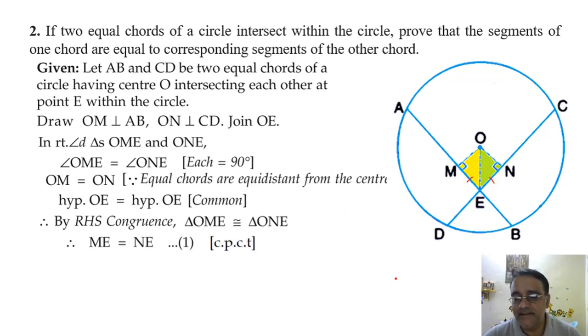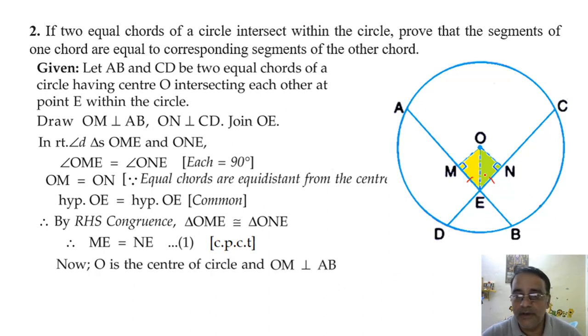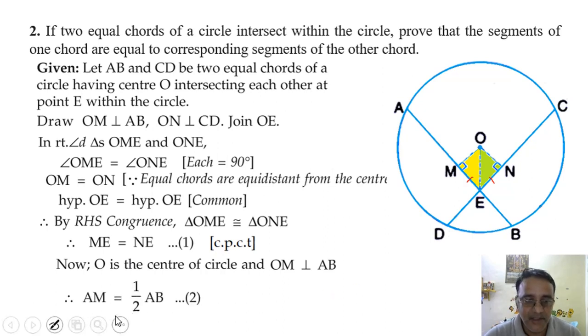यहाँ तक सबको clear है? Okay. So now O is the center of the circle and OM is the perpendicular to AB. And we know that the perpendicular drawn from center to chord bisects the chord. So what we can say is that AM is equal to BM, or we can write AM is equal to half of AB. Let it be equation number 2.